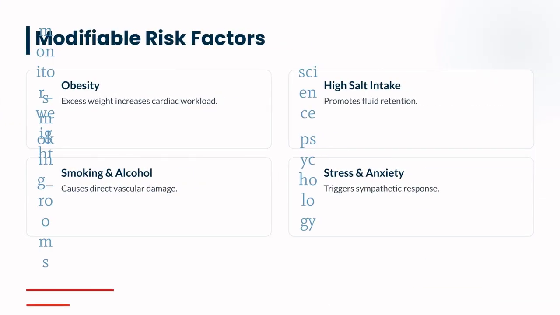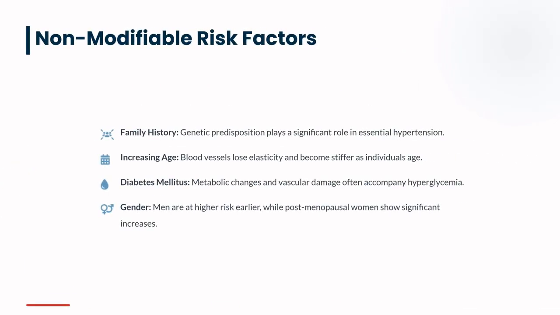Modifiable risk factors include obesity, which increases cardiac workload, high salt intake, which promotes fluid retention, smoking and alcohol, which cause vascular damage, and stress and anxiety, which trigger sympathetic responses. Non-modifiable risk factors are family history and increasing age, as blood vessels lose elasticity. Diabetes mellitus involves metabolic changes and vascular damage. Gender is also a factor, with men at higher risk earlier, and postmenopausal women showing significant increases.